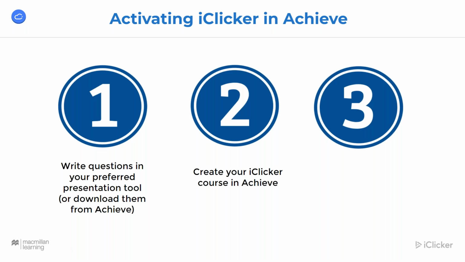Next, you just create your iClicker course in Achieve. The way that you do that is you log into Achieve, click on your course, click on the gradebook, and in the gradebook, in the upper right corner, you're going to see an iClicker button. You simply click that button and you're able to be walked through the process of setting up your course. And that keeps everything neat and tidy within the Achieve system. You're not going to be managing a bunch of different learning management systems. You keep everything neat and tidy in Achieve.